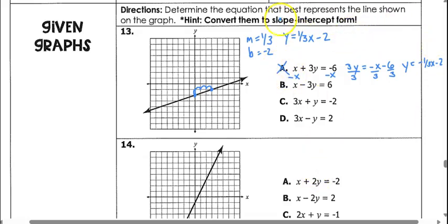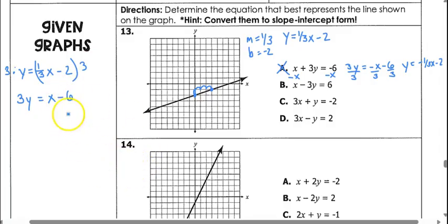Okay, the other way is we can take this slope-intercept form and we can change it into standard form. And the way we can do that is, first thing I have to do is I have to get rid of this fraction. And the way that I get rid of the fraction is by multiplying by the denominator, or the number that's on the bottom. Okay, and I have to do that on both sides. So now over here I have 3y equals 1/3 x times 3. 1/3 times 3 is 1, so that just leaves me with x. And then -2 times 3 is -6.